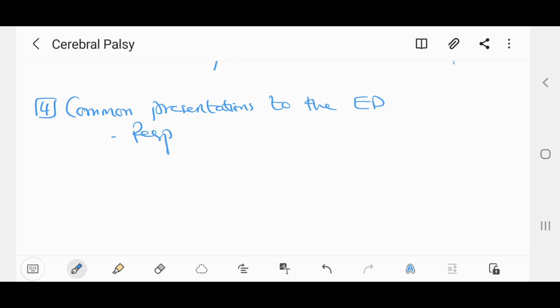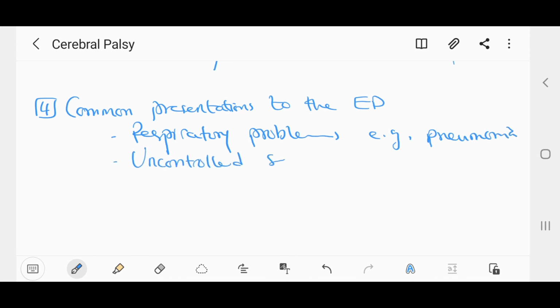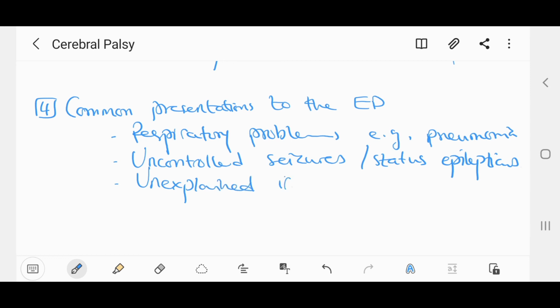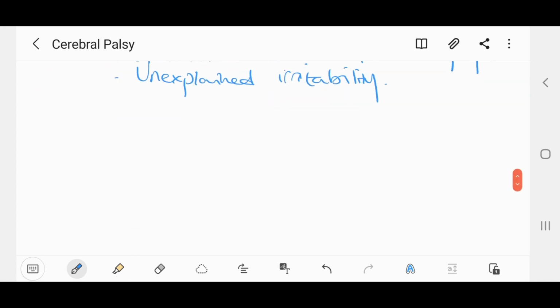So number 4, we'll address the common presentations to the emergency department. Respiratory problems, particularly pneumonia, uncontrolled seizures or status epilepticus. Also, they can present with unexplained irritability. Here we should consider acute infections, esophagitis, dental disease, hip subluxation, and pathological fracture.